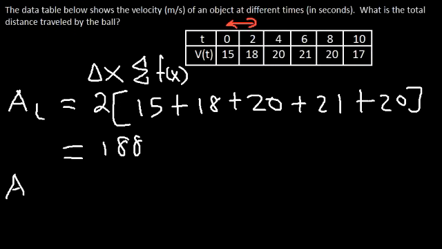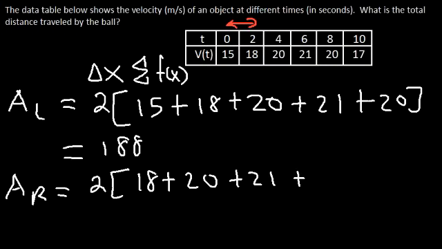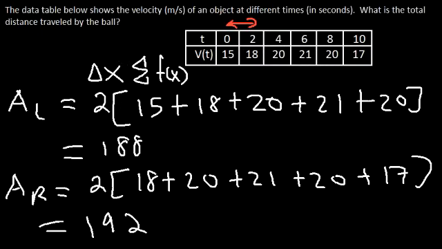Now using the right Riemann sum, it's going to be 2 times all the values on the right side. So we're going to use these 5 values except the first one. So v of 2 is 18, v of 4 is 20, and then 21, and then 20 plus 17. So that's going to be 18 plus 20 plus 21 plus 20 plus 17, that's 96, times 2, that's 192. So both answers are very close to each other.